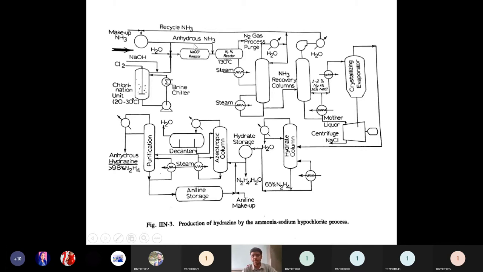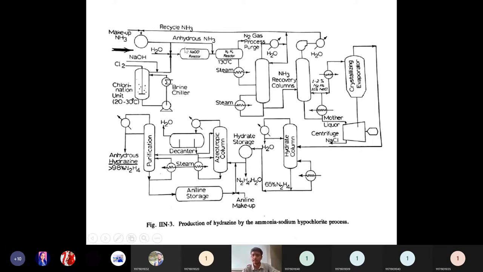So here NaOH will be formed once again, and here HCl will be formed. These both will be combined with each other, and a neutralization reaction will be carried out. That is, NaOH plus HCl gives rise to NaCl plus H2O, water.